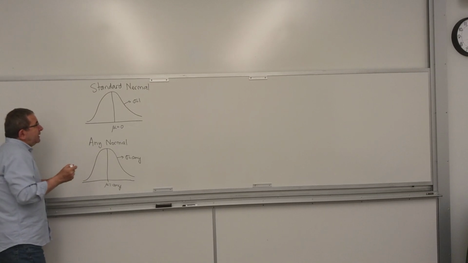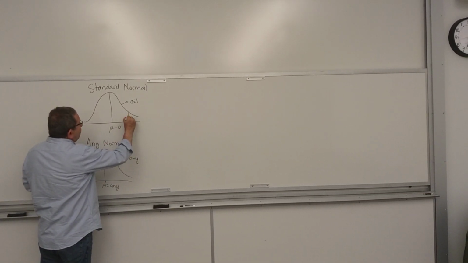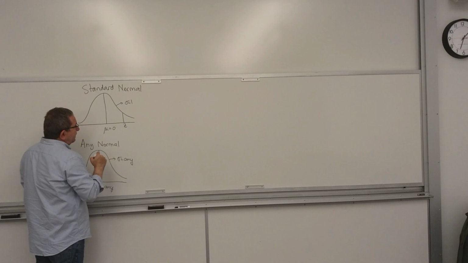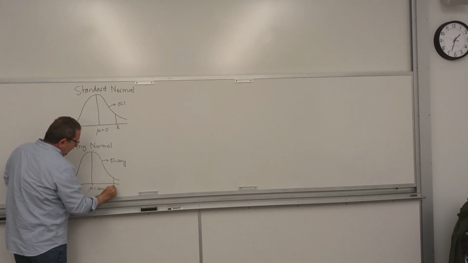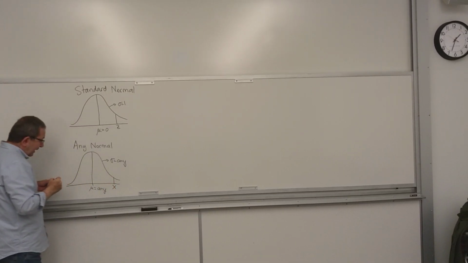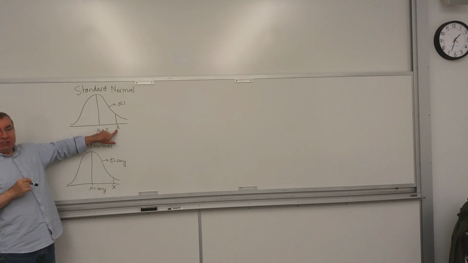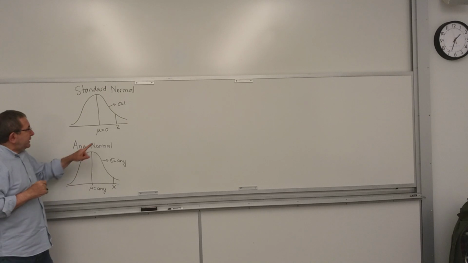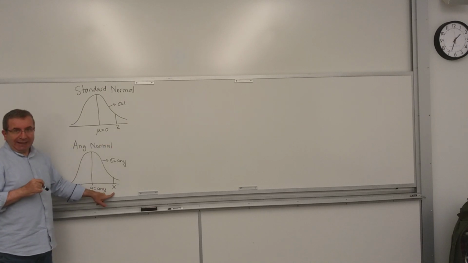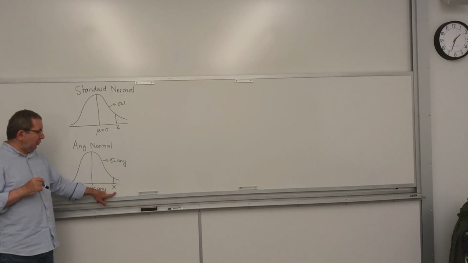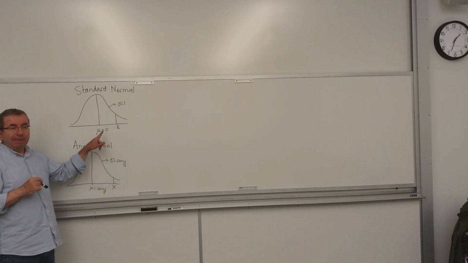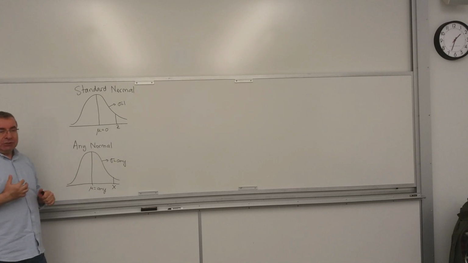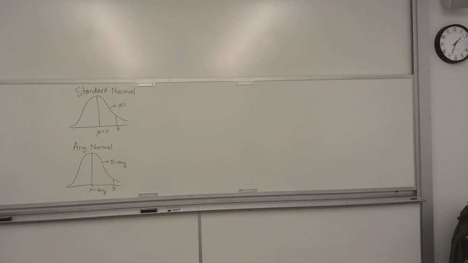How so? So let's suppose you have a z value here, and you have an x value here. Okay. So for each z value on the standard normal, you will have an x value on any normal distribution. Okay. So these two normal distributions correspond to each other.